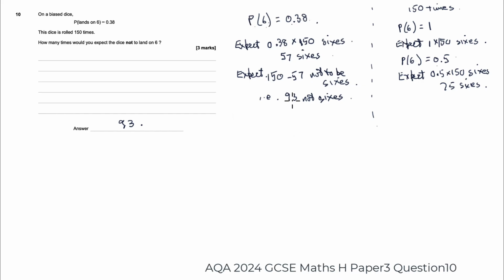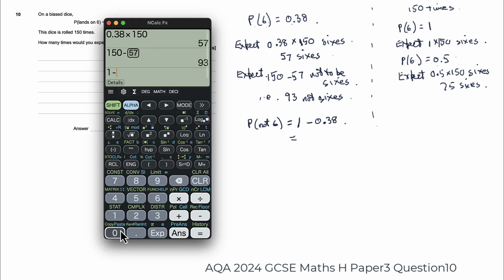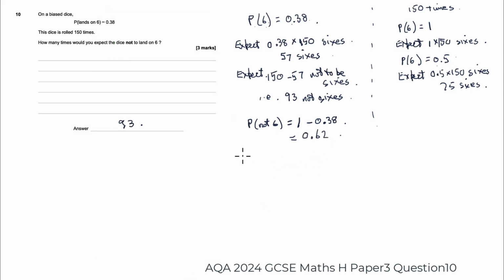Now there is another way of doing this. Probability of a 6 is 0.38. The probability of not a 6 will be 1 minus 0.38. Remember, probabilities add up to 1 if they're absolutely certain. Now, if you roll a 6 or not a 6, that's bound to happen. So the sum of the probability of rolling a 6 and the probability of not rolling a 6 will be 1. So the probability of not 6 is 1 minus the probability of rolling a 6. So what does that come to? So 1 minus 0.38. Well, that's 0.62.